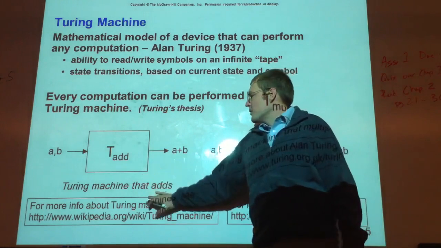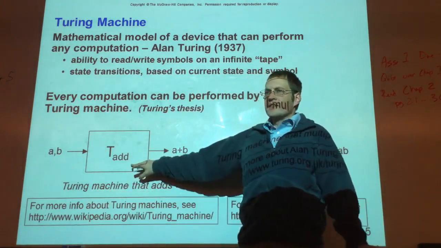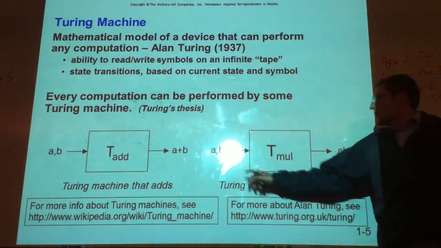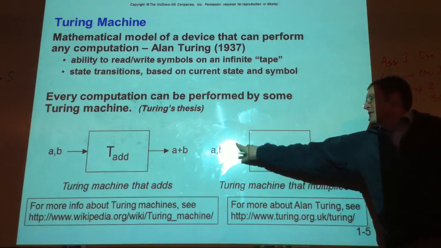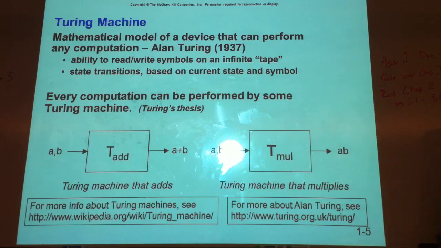So this is what we call a Turing machine. It does one thing, it does addition. Another Turing machine is multiply. A, B is our inputs into our black box here, and then the output is the result of multiplying A and B.